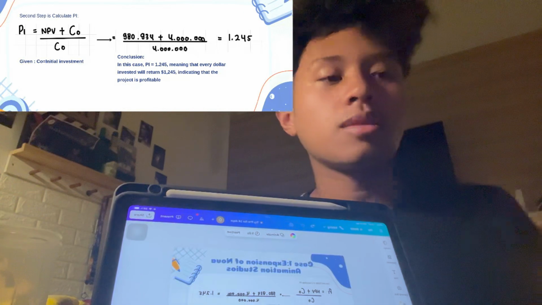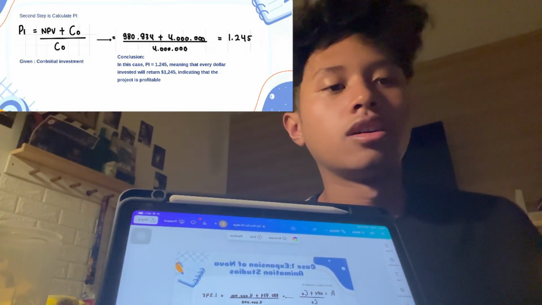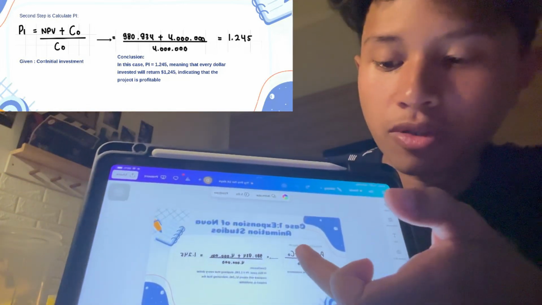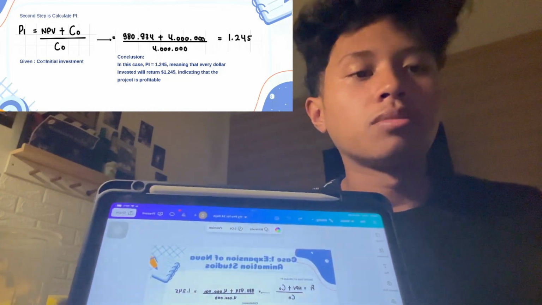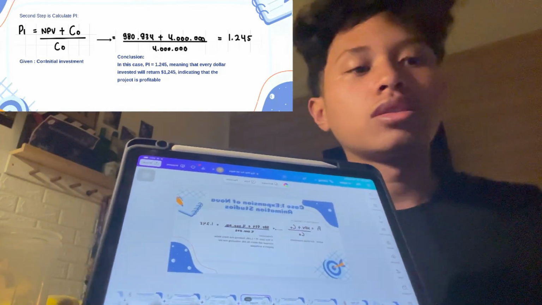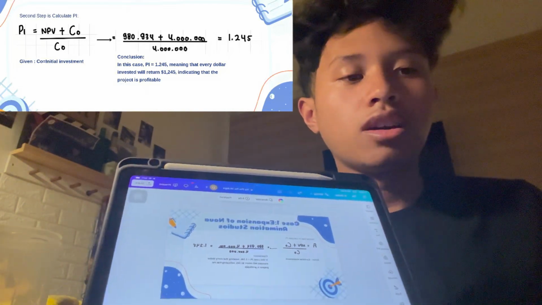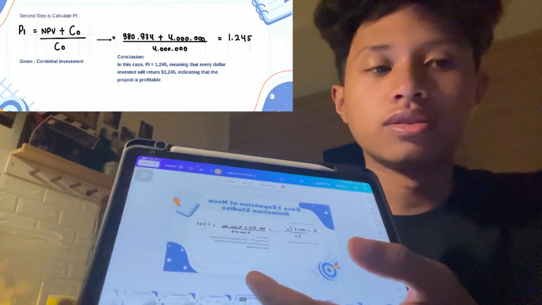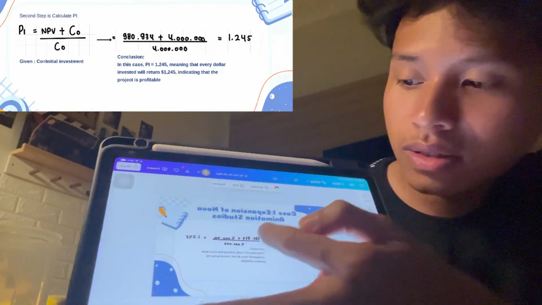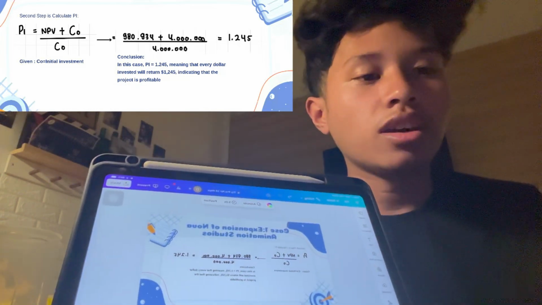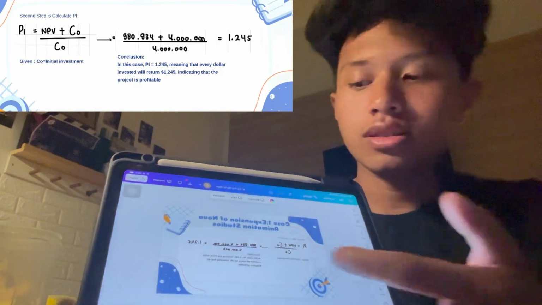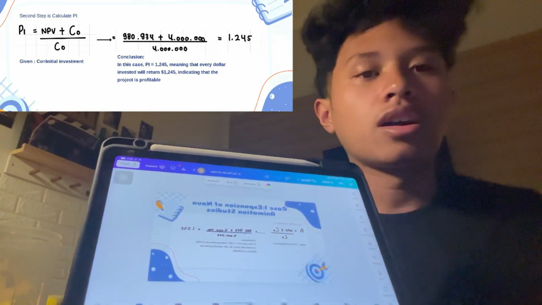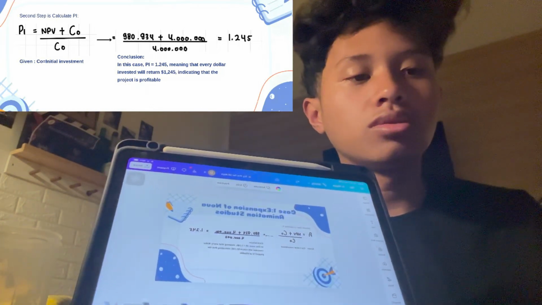And in the second step, we will calculate PI. Here we can find it with this formula, where C0 is equal to the initial investment. Then we enter the NPV that we have calculated as 934, then add 4 million, and then divide by 4 million too, and produce the number 1.245.